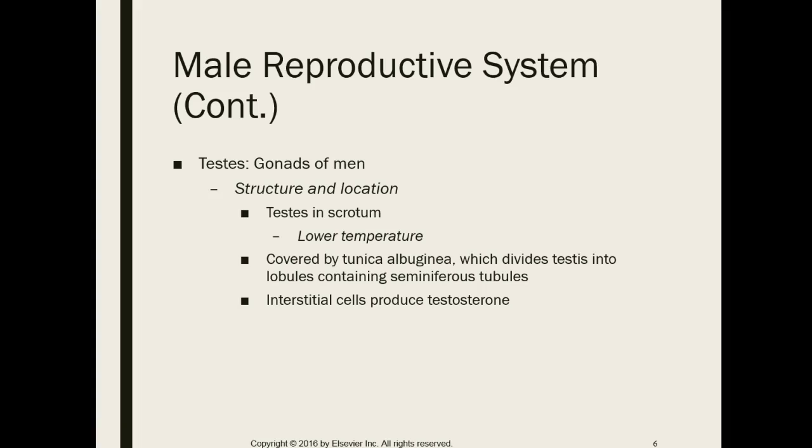The testes are going to be covered by tunica albuginea, which is going to divide the testes into lobules. And then inside of those lobules, we'll find the seminiferous tubules, which is where the actual sperm development takes place. And then the interstitial cells, the cells kind of between the tissues, are going to produce testosterone, which is a hormone that we'll talk about in a little bit.